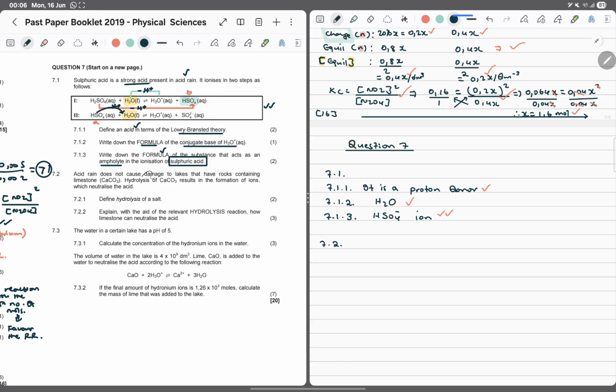Okay, acid rain does not cause damage in two lakes that have rocks containing limestone, which is calcium carbonate. Right. I like the fact that we had to know what limestone is by heart. So this means we needed to know these words and the respective chemical formula.